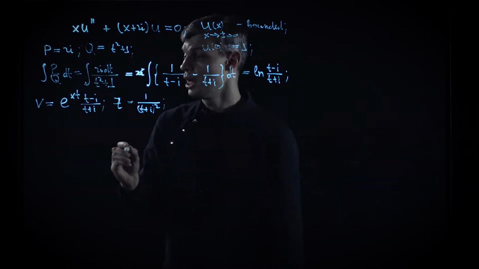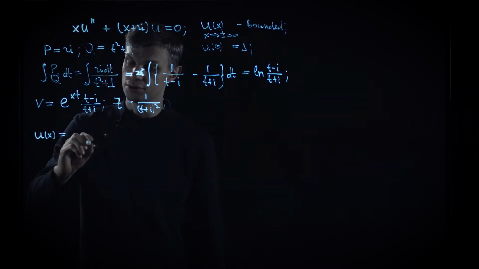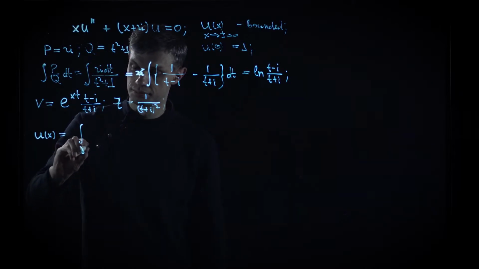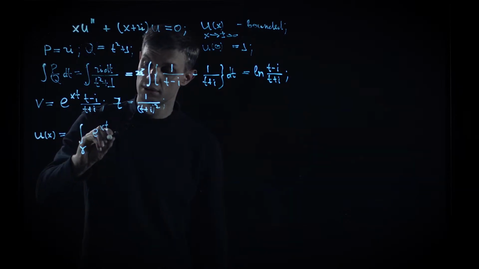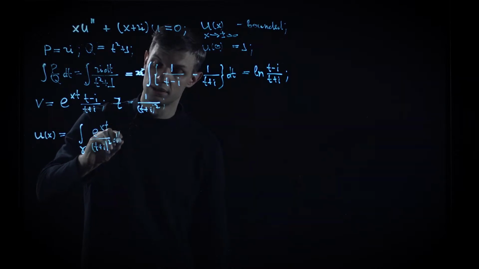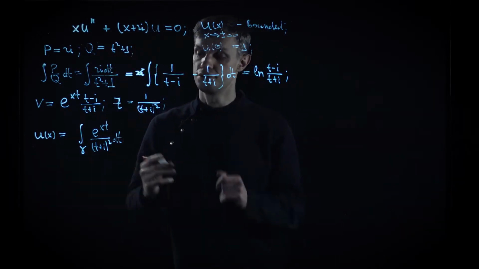And finally, our solution, u of x, is some contour integral of e to xt over t plus i squared dt. And now the key part, the choice of the contour.